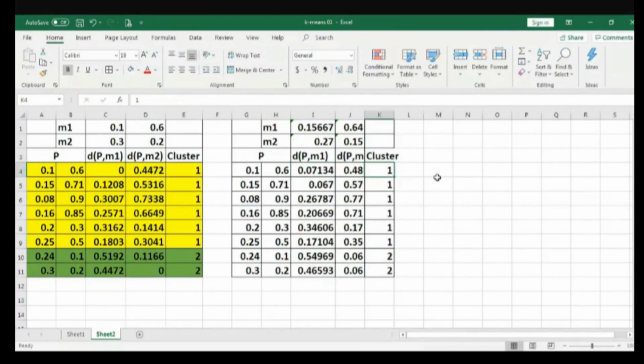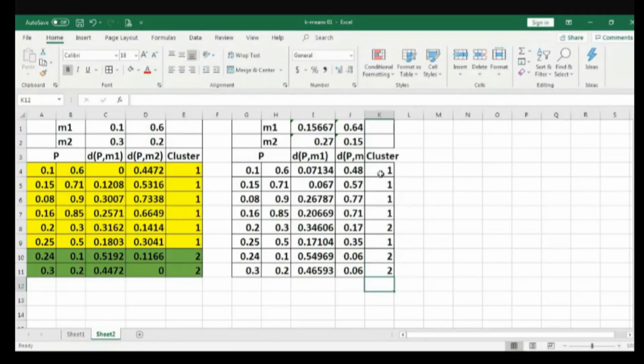So look at this, 0.07 is less than 0.48, so it will be 1. 0.06 is less than, so this will be 1. 0.26, 0.77, 1. This is 1. This is 2. This is 1, because 0.17 is less than 0.35. Look at this, 0.34 is greater than 0.17, so it will be 2. And this will be 2, and this will be 2.